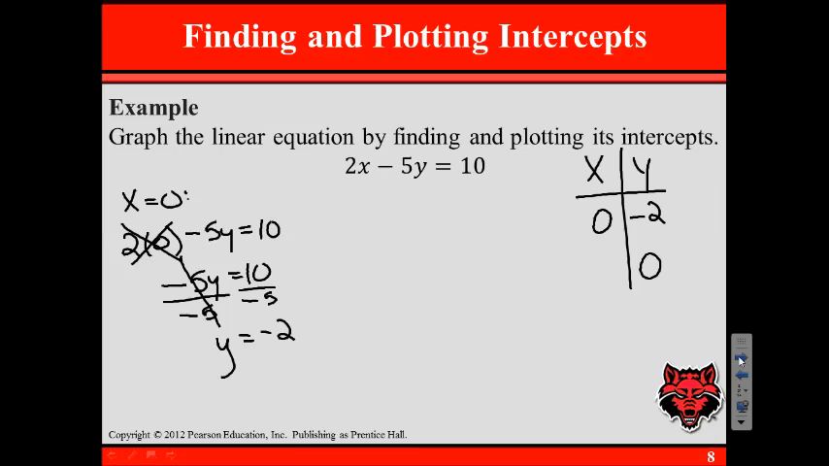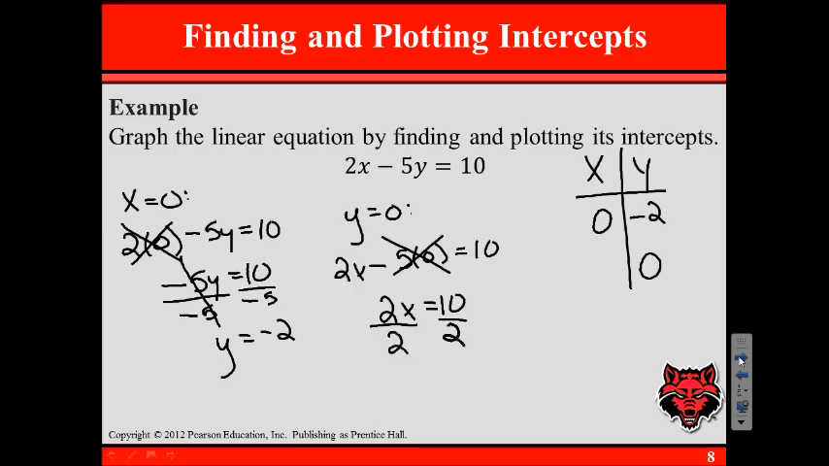To find the x-intercept, we replace y with 0. Again, 5 times 0 is 0. When we are adding or subtracting with 0, it's unnecessary, so we just cross that term out. That leaves us with 2x equals 10. We divide both sides by 2. The 2's cancel on the left-hand side. We have x equals 5. Let's use these two intercepts to graph the equation on the next slide.